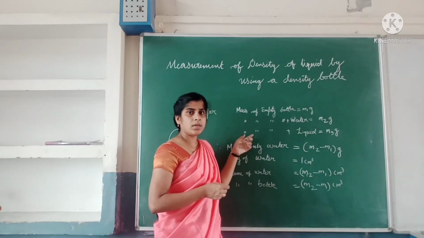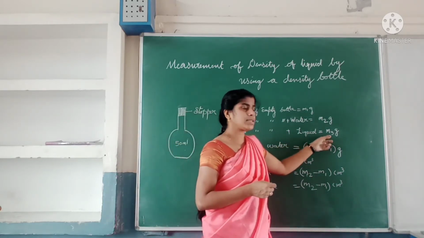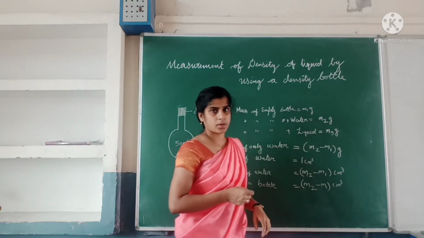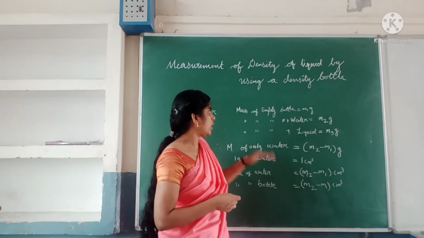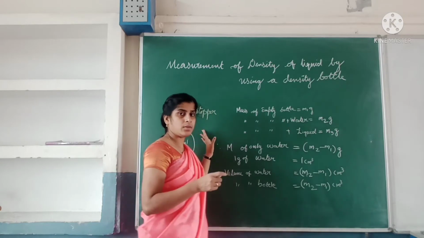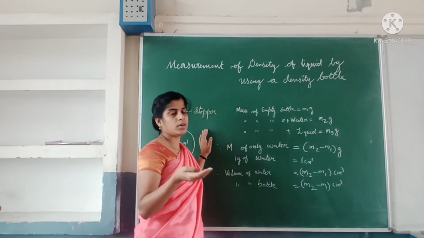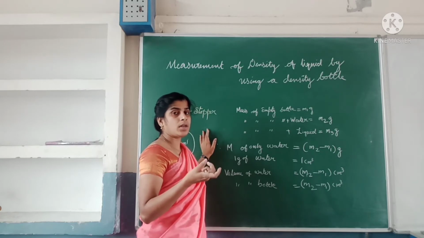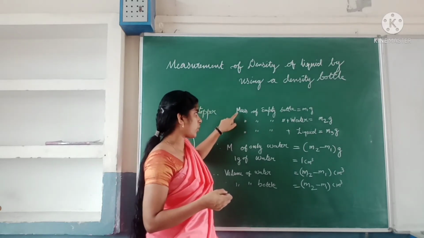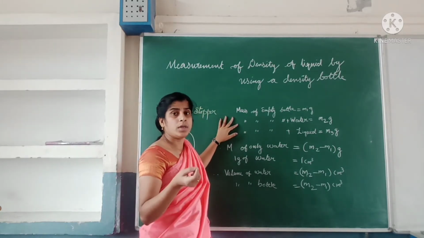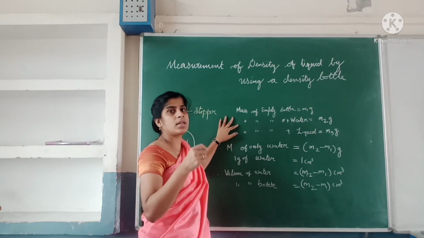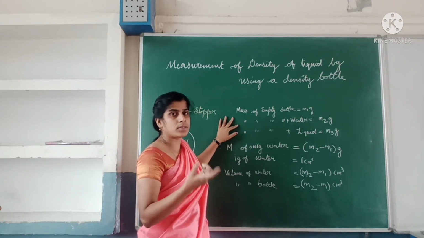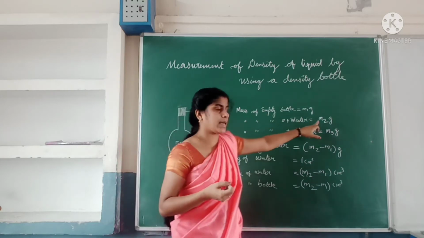Mass of empty bottle plus liquid, that is M3 gram. Okay. So first we take the balance and the empty bottle. First we took the empty bottle weight, that is this one. Then after we pour some distilled water, we again took the weight. So that is M2 gram.